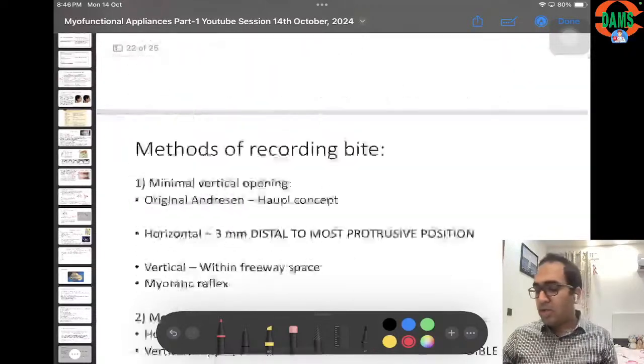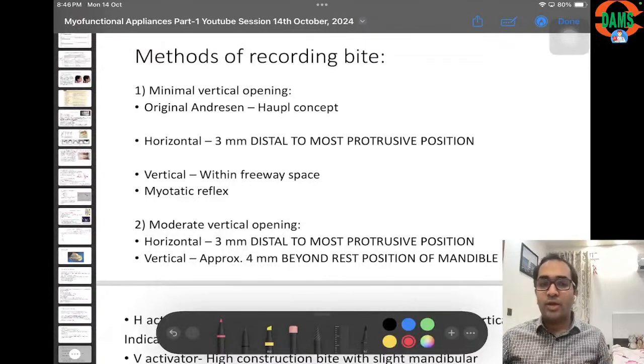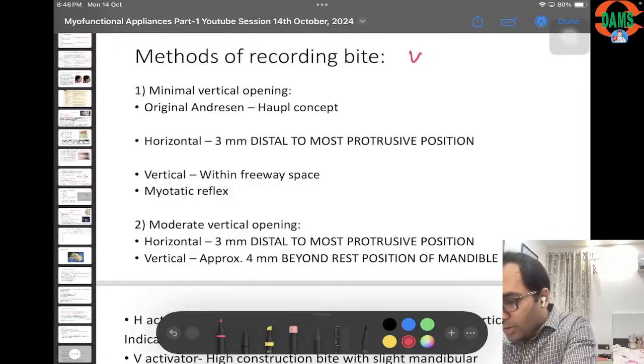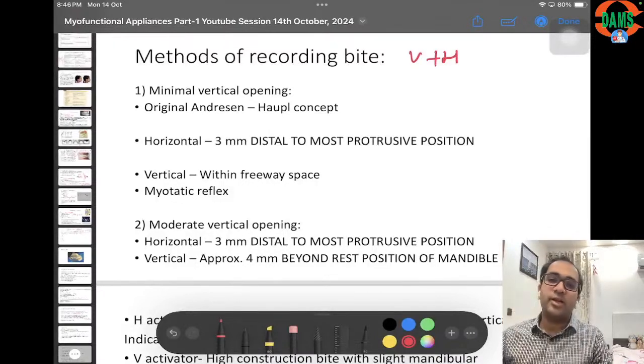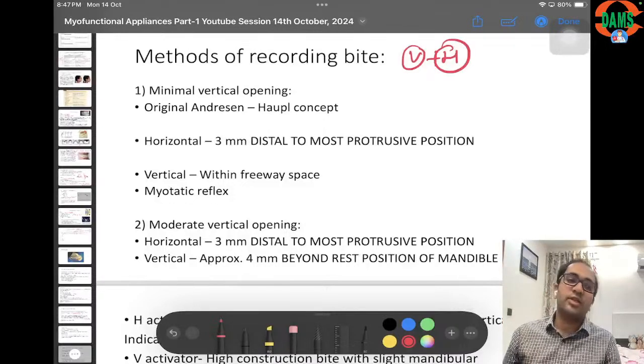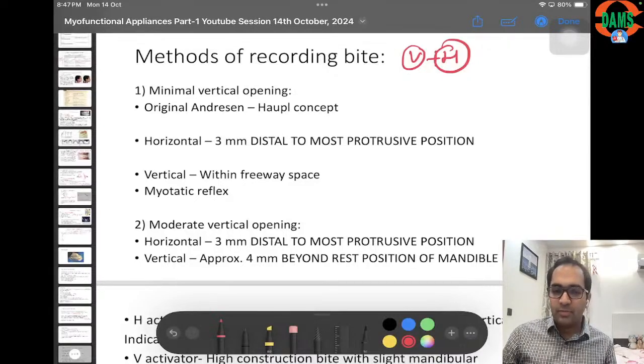So what are the methods of recording the bite? There are two ways, through minimal vertical opening or moderate vertical opening. There are two components of any wax bite record. One is the vertical opening and next is the horizontal advancement. So both have certain limits. कितना स्ट्रेच कर सकते हैं? ऐसा नहीं है कि अगर हमारा 14-15 mm का ओवरजेट है तो हम उसको 12 mm एडवांस कर देंगे मैंडिबल को 1 go में, so as to achieve the desired 2 mm overjet.